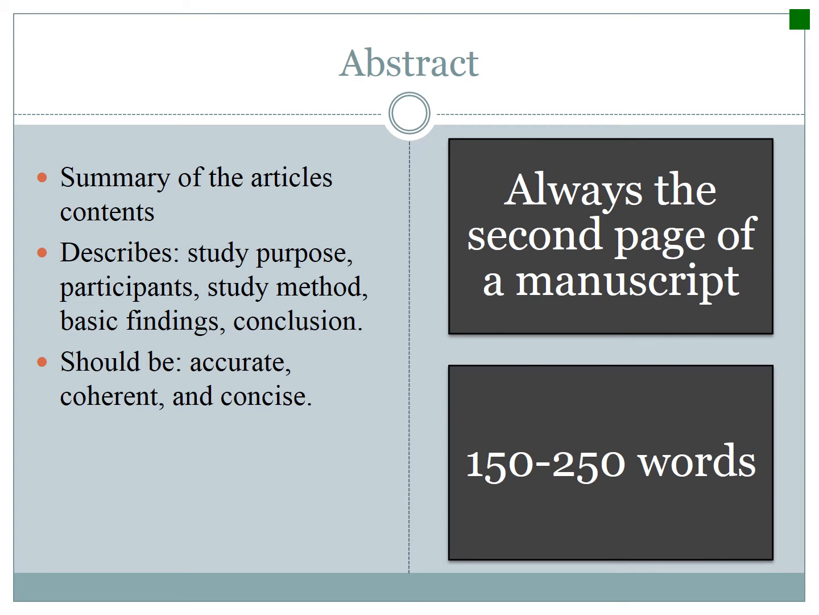Abstract. The abstract is the summary of the article's contents. It describes study purpose, participants, study method, basic findings, and conclusion. It should be accurate, coherent, and concise. The abstract is always the second page of a manuscript.